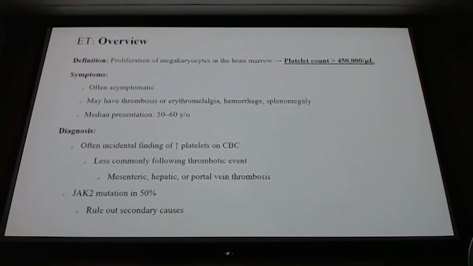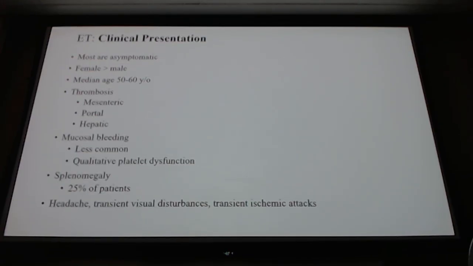But you may also be seeing it during the workup following a thrombotic event, right? They throw some type of clot in a weird place, and you're doing that workup, and you're seeing that, hey, clotting factors are normal, but they have a lot of platelets. And then the JAK2 mutation is 50% of the cases, but there are also secondary causes that may be causing that. Most are asymptomatic, female. Again, look at that age. These myeloproliferative disorders are going to be the elderly, greater than 50 or 60 years old.